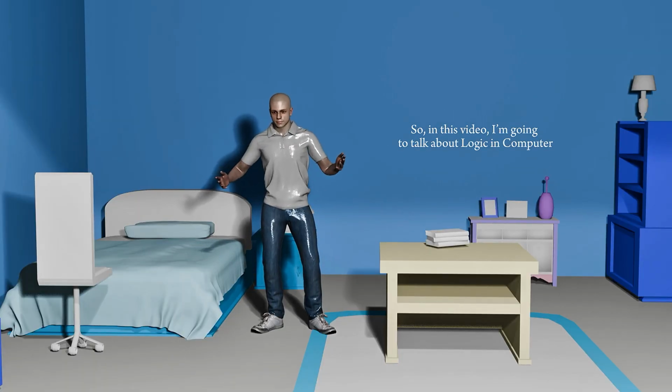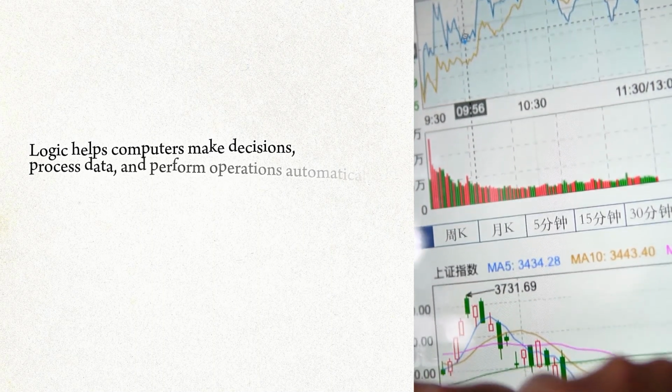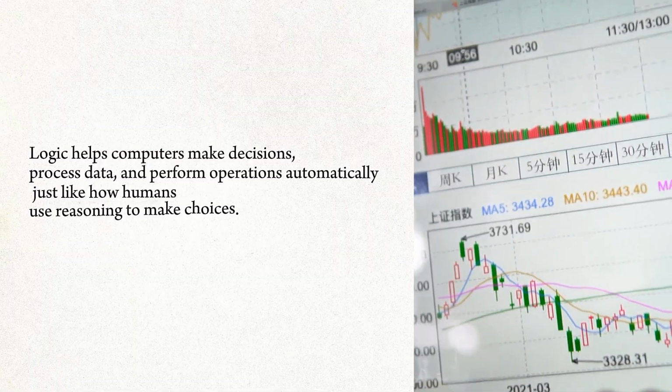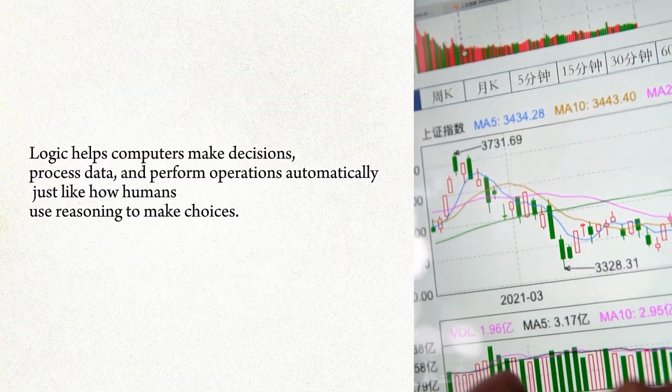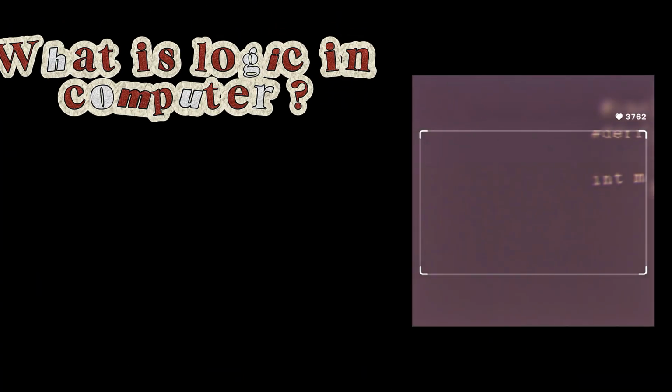In this video, I'm going to talk about logic in computers, which is one of the most important foundations in computer science. Logic helps computers make decisions, process data, and perform operations automatically, just like how humans use reasoning to make choices. What is logic in computers?